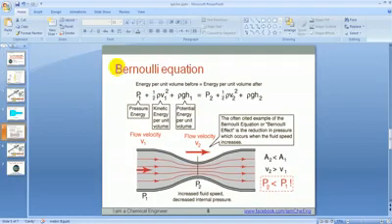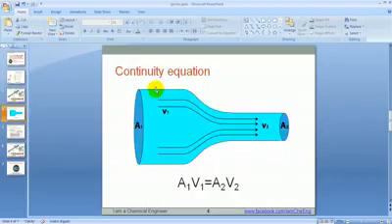Let's see the Bernoulli equation. As we can see in the Bernoulli equation, pressure and velocity have a relation with each other. Whenever the velocity increases, the pressure decreases dramatically, since the relation is between P and V squared. Let's get back to our continuity equation. From what we gathered, when area decreases, velocity increases, and according to the Bernoulli equation, pressure dramatically decreases.